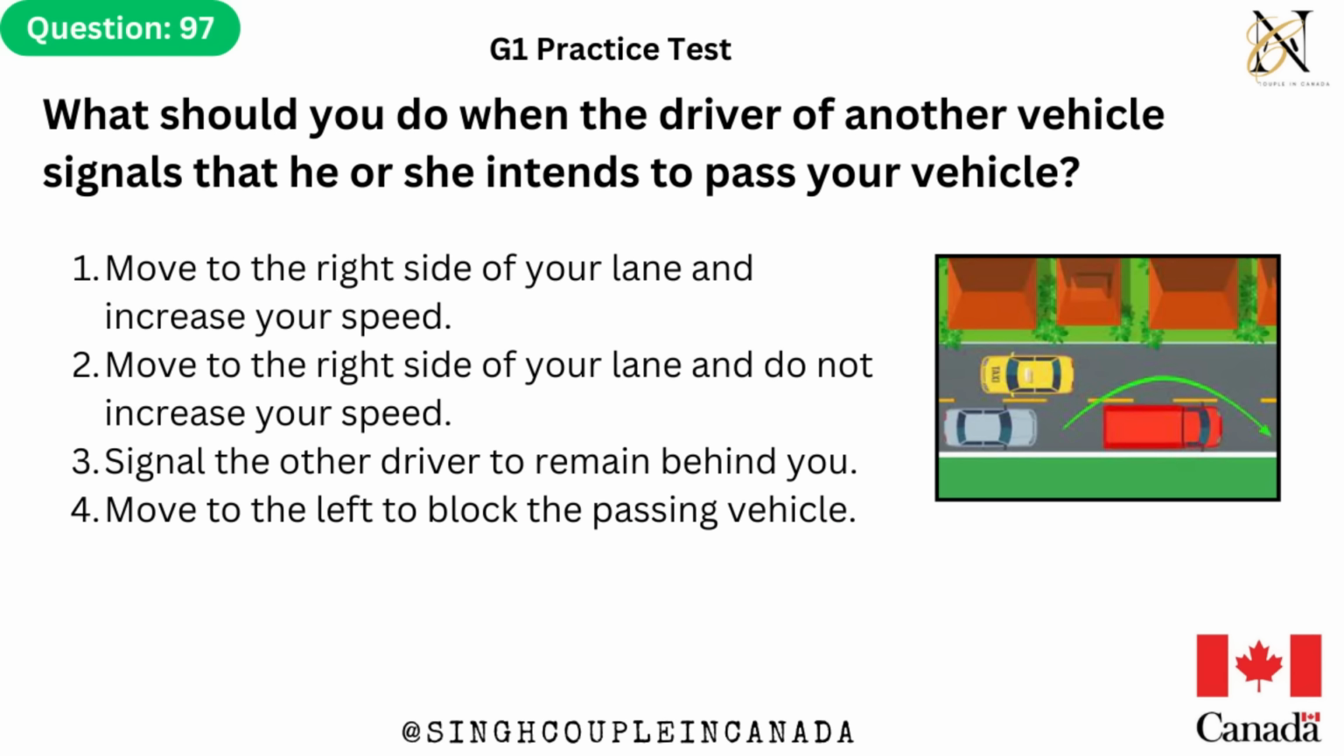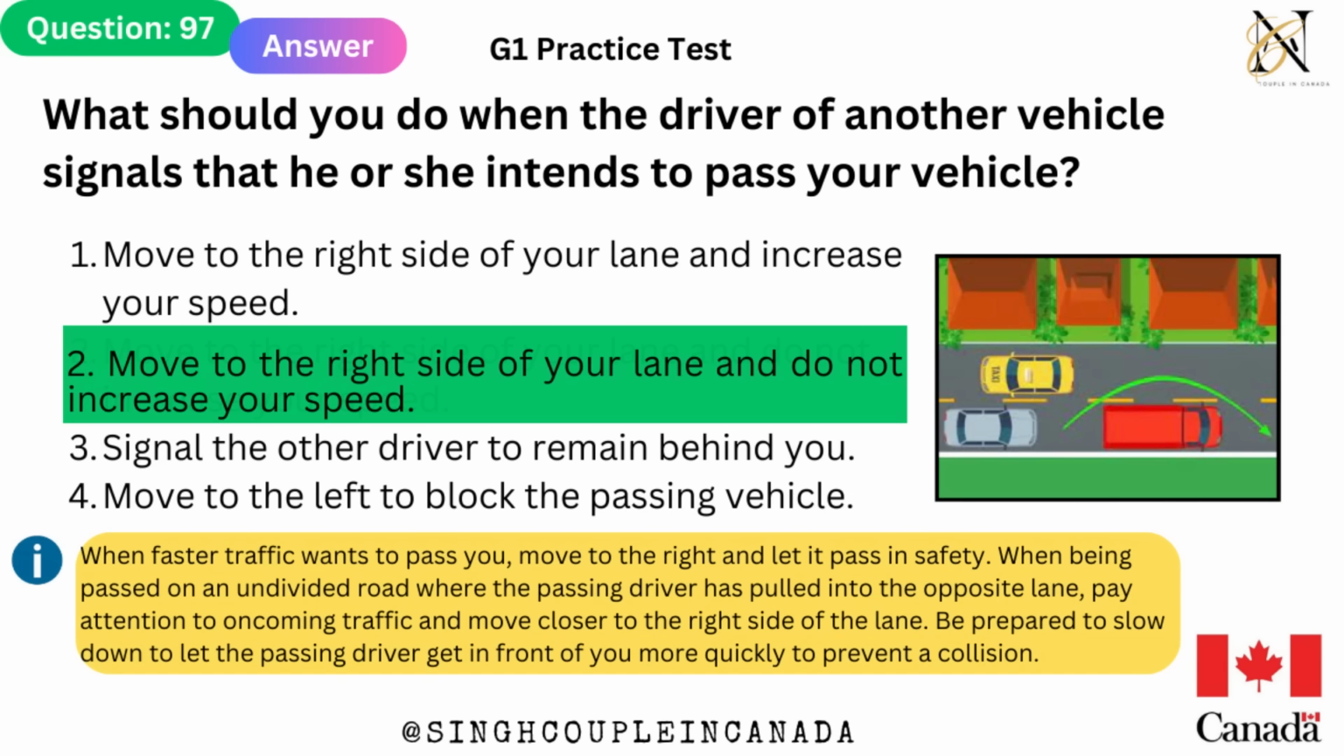What should you do when the driver of another vehicle signals that he or she intends to pass your vehicle? 1. Move to the right side of your lane and increase your speed. 2. Move to the right side of your lane and do not increase your speed. 3. Signal the other driver to remain behind you. 4. Move to the left to block the passing vehicle. The answer is 2. Move to the right side of your lane and do not increase your speed. When faster traffic wants to pass you, move to the right and let it pass in safety.